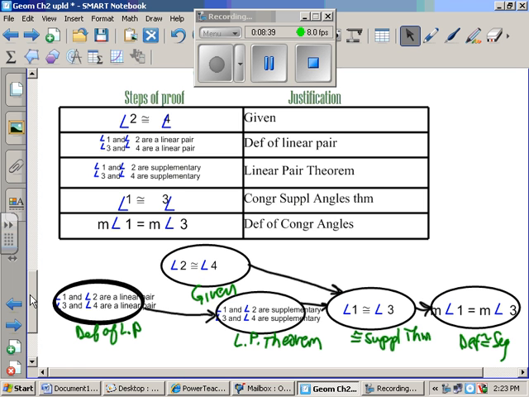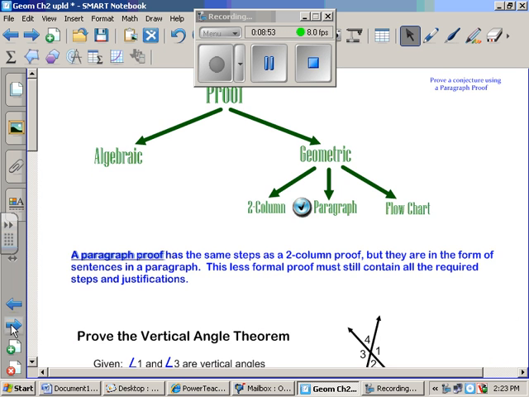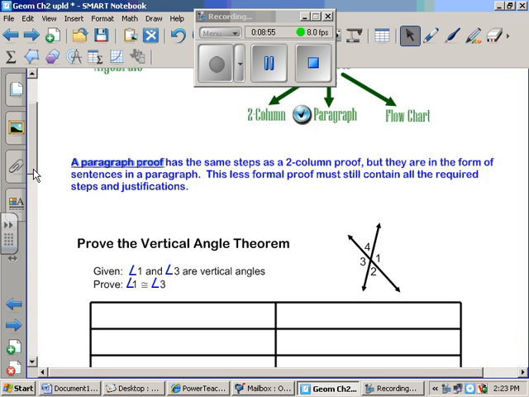So that's how you would draw a flowchart. So the only difference between this and this is the things that lead into the next thing have to be connected with arrows. All right? So that's flowcharts. Let's talk a little bit about paragraphs because this is other people's favorite.